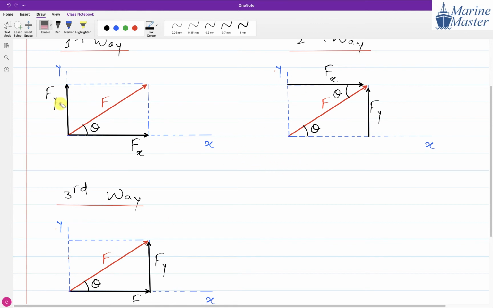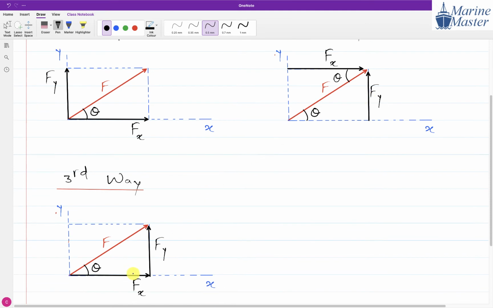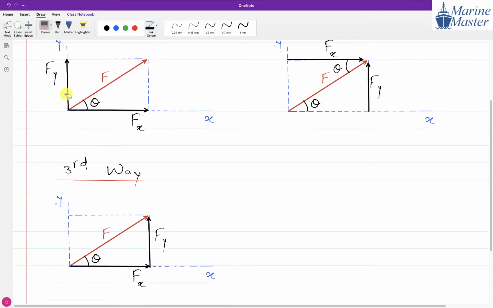In this way we can get a component like this also, we can get a component like this also, and we can get a component like this also. But all the components are the same here. Whatever the Fx here, the same Fx here, or the same Fx here. Vertical direction, Fy is always in vertical direction and Fx is always in horizontal direction.